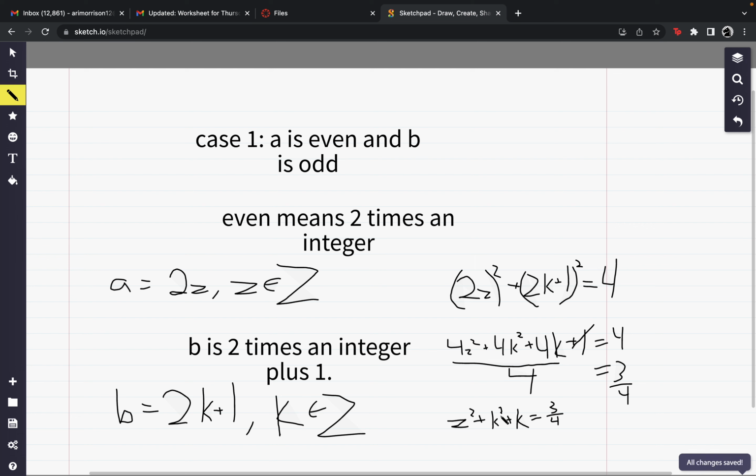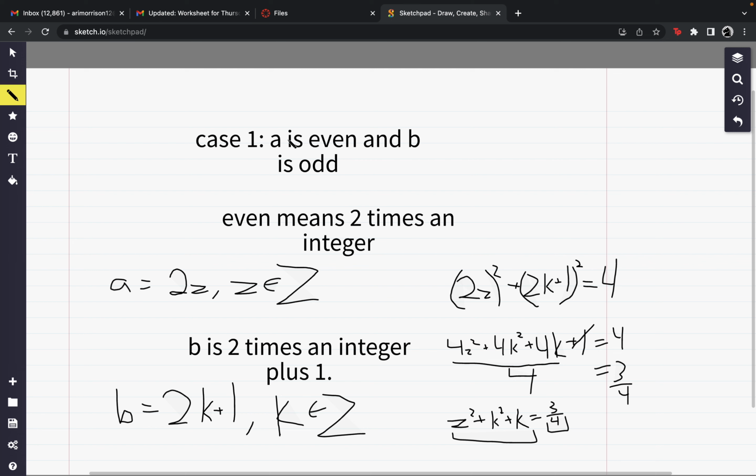And again, we have to keep asking ourselves, what do we know about these figures here? We know that z is an integer. We know that k is an integer. Integer squared plus integer squared plus integer. This side is an integer. 3/4 is not an integer. Therefore, we have a contradiction. So this can't hold. And so this is case 1, where a is even and b is odd.